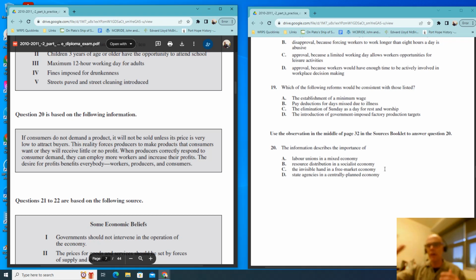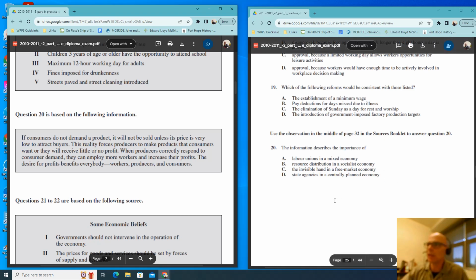It's the idea of what decides the three basic economic questions: what's produced, how to produce it, who to allocate it to, and it should be supply and demand. That right there, I know it's talking about the invisible hand. If consumers do not demand a product, it will not be sold unless its price is very low to attract buyers. The reality forces producers to make something that consumers want, invisible hand, so that they can receive little or no profit. Yeah, it's definitely the invisible hand.